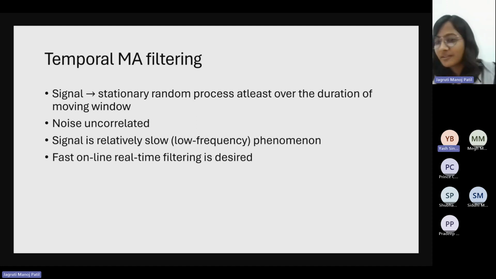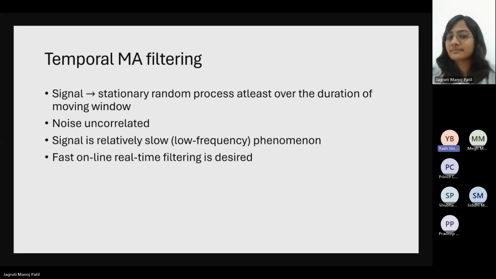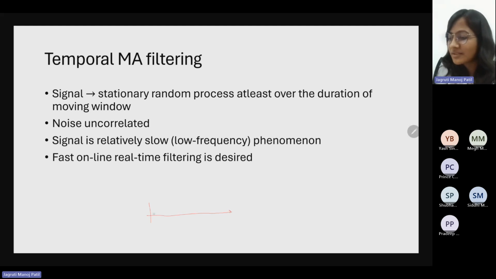So moving average, like when we are averaging the signal, our window is of variable size. We can vary it according to our own choice. So if you have a particular signal, say it's any kind of signal, say it's a square.